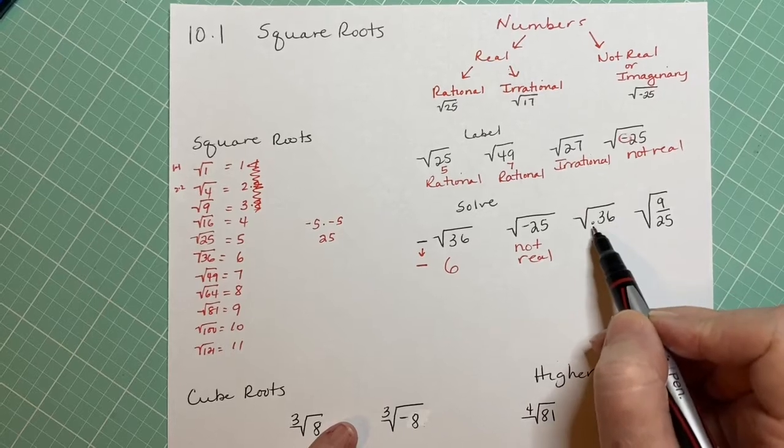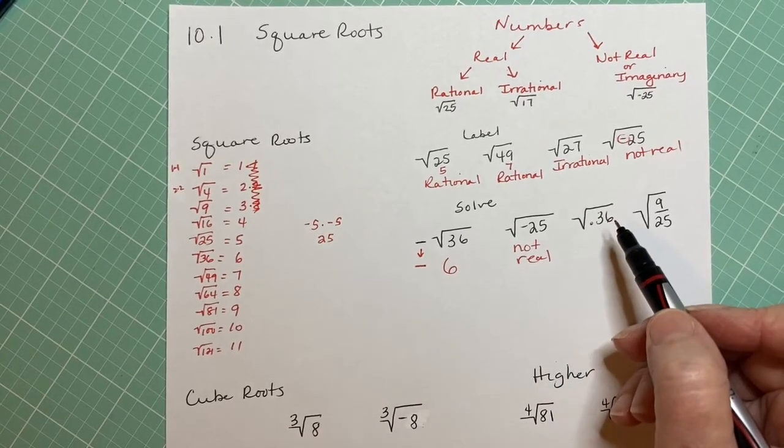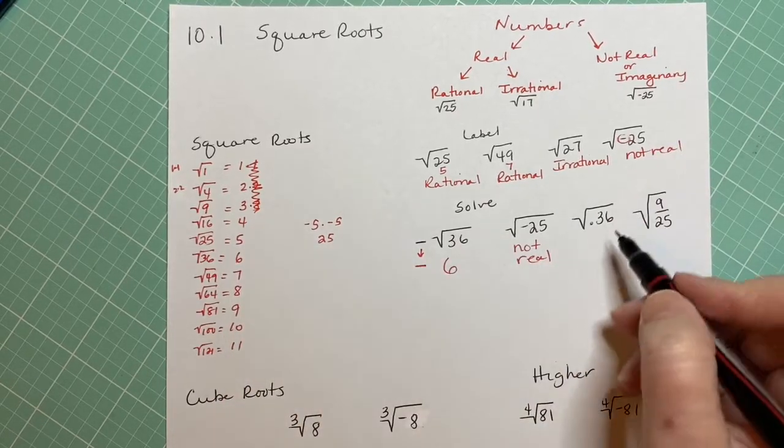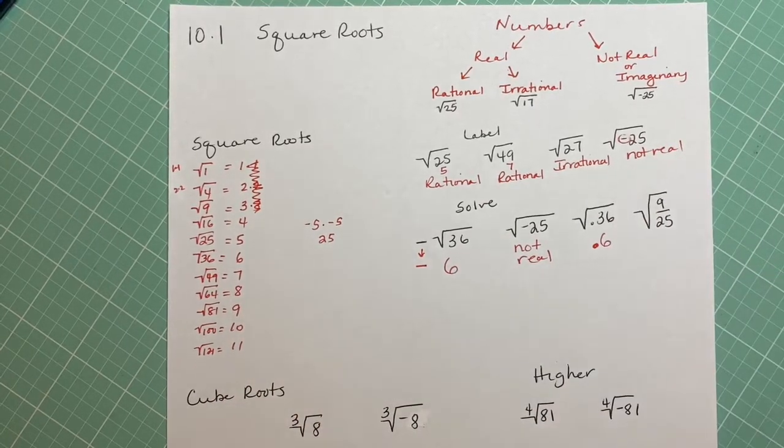This next one, the square root of 0.36, is one you might think you can't do in your head, but because 36 is a perfect square, the square root of 36 is 6, so the square root of 0.36 would just be 0.6. If you have an even number of decimal places, you can just take the square root.